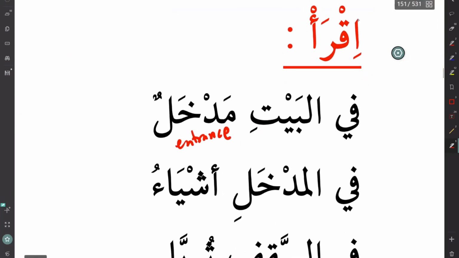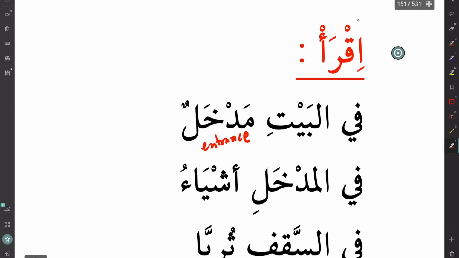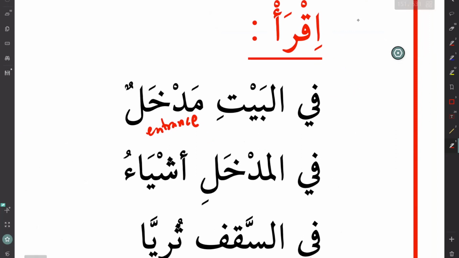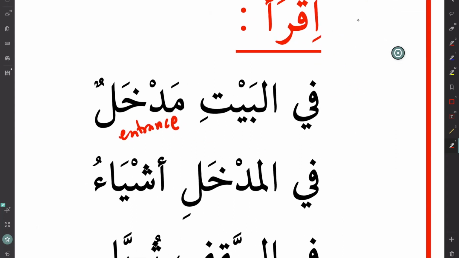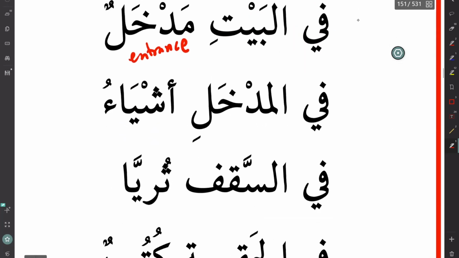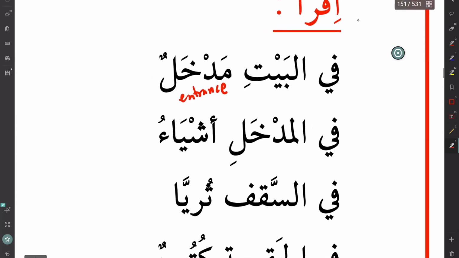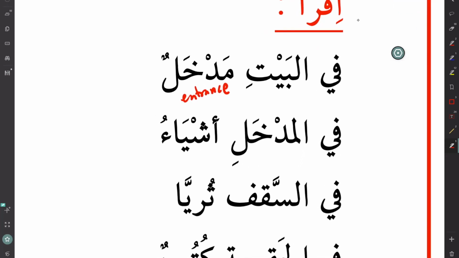This kind of sentence is a little bit interesting, right? There are a few things you should know about this kind of sentence. Basically, when you're describing a place, usually you'll be using this type of sentence. What type? Where you start with the place, like you have a preposition and then the place. For example, you say fil bayti, in the house, then you describe what's in the house. Here you're saying fil bayti madkhalun, and here you say fil madkhali, in the entrance, right? What? Ashya'u, many things, right? Things. So these are a little bit special type of sentence, because, why? Few things to note.